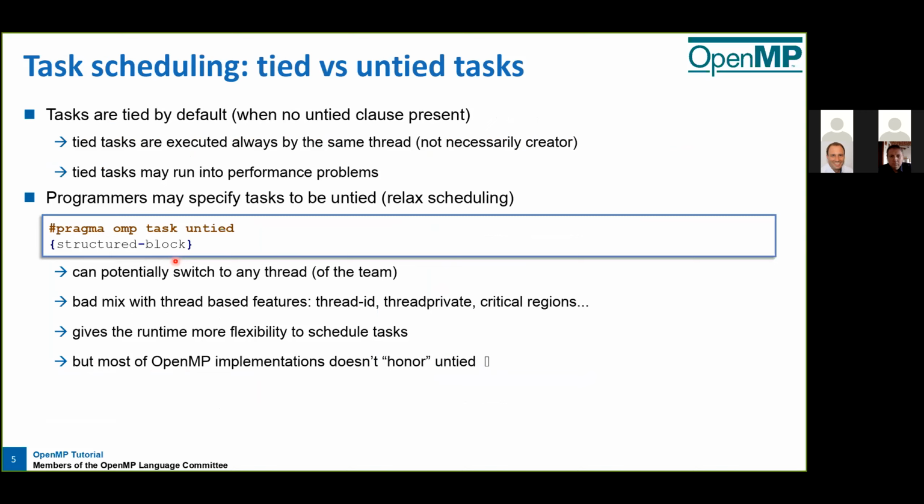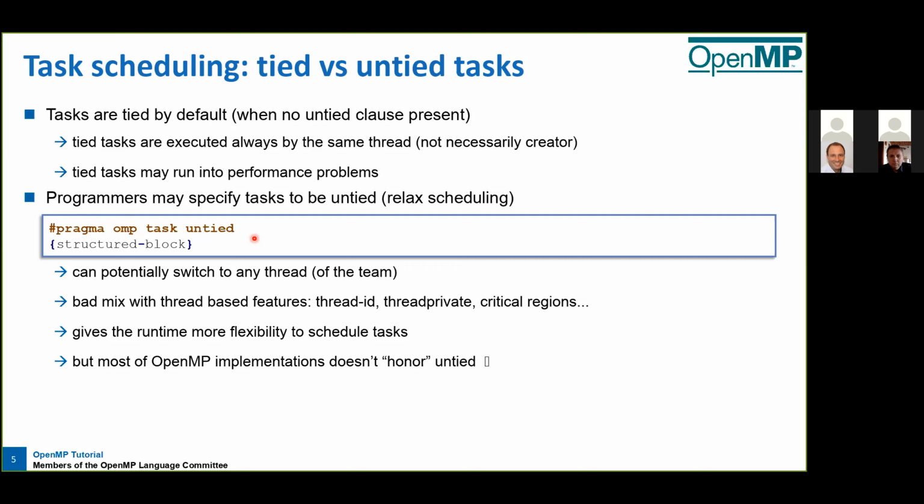So I mentioned it, tasks can be tied or untied. What does that mean? By default, a task is tied, unless an untied clause, as shown here, has been specified. And that means if a task has been created, sooner or later it will be picked up by a certain thread. That thread might be the thread that has created the task, but it might be a different one. And then the thread will be responsible to finish the task, that means to execute it until it has ended.